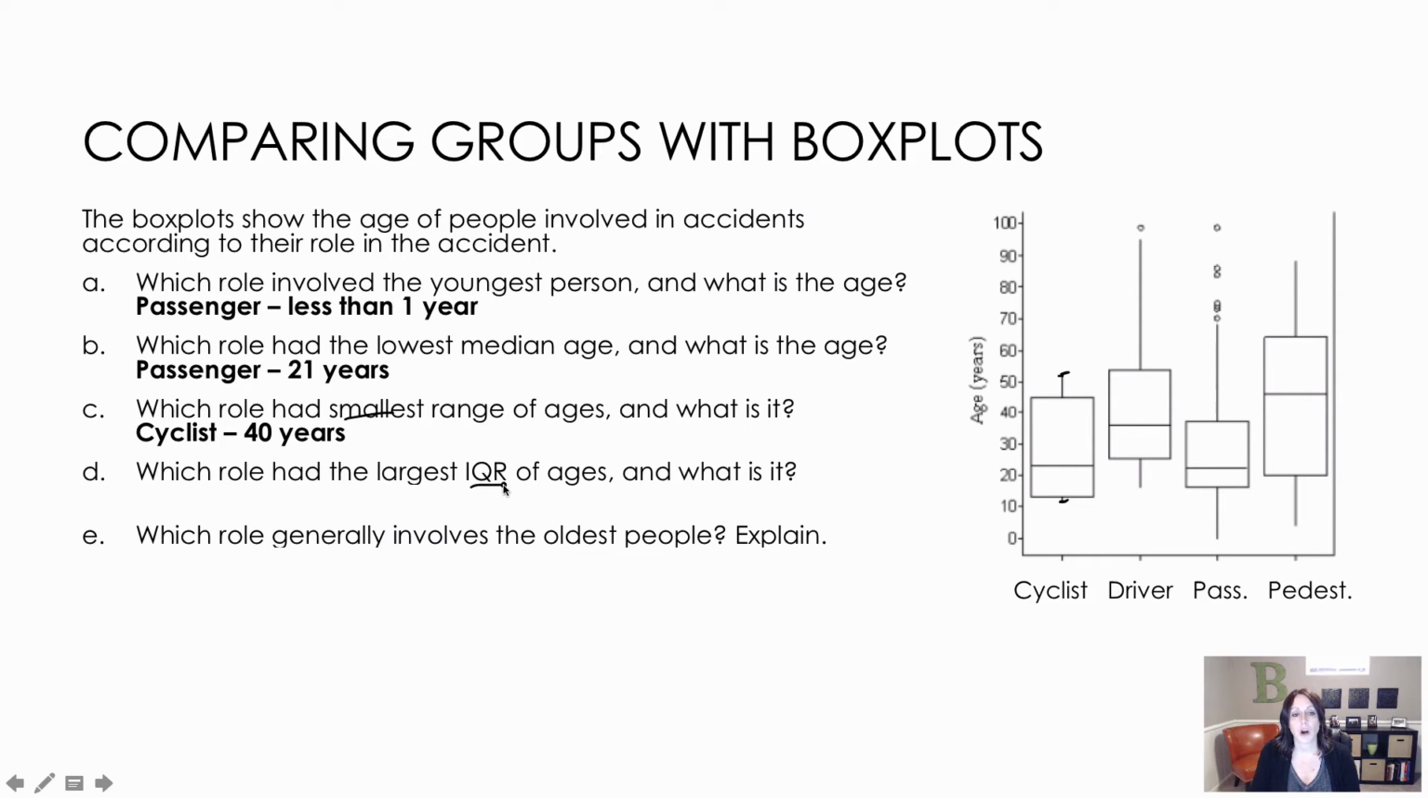Which role had the largest IQR? Remember, IQR is found by subtracting Q3 minus Q1.